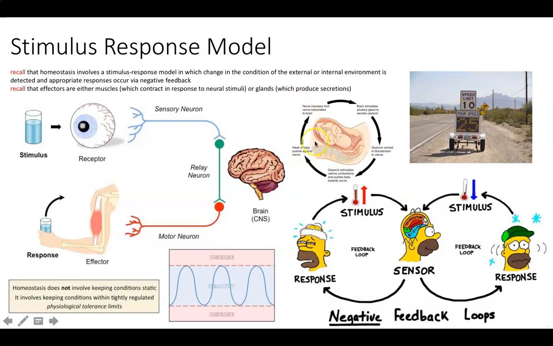Same thing in here. So we will talk about effectors, how they can be muscles or they can be glands. Glands are also involved in this process of stimulating different hormones that also help in this whole delivery and birth of the baby. So that is negative and positive feedback, and again, the stimulus response model.